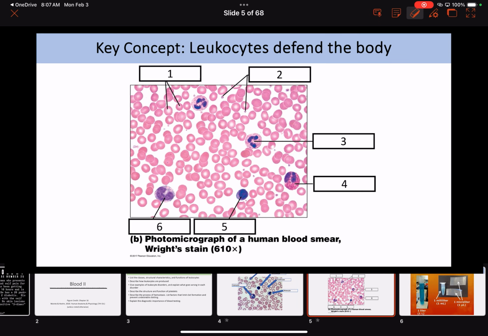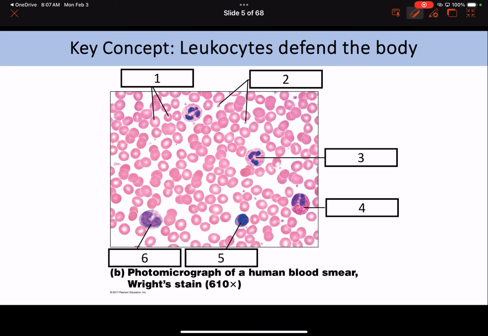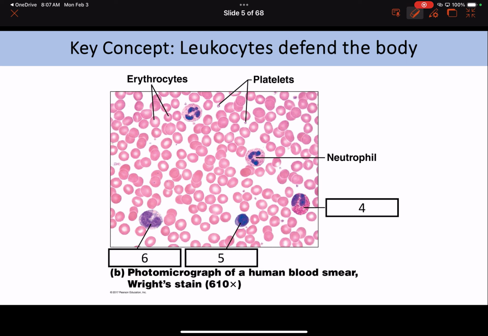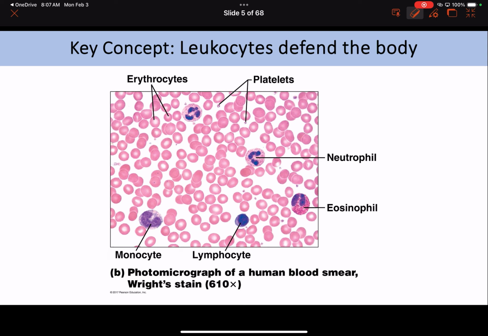Okay, here's another one. What's number 1? Erythrocyte. Number 2, platelets. Number 3, neutrophil. It has 3 pieces of its lobe there, or 3 lobes of its nucleus. Number 4, eosinophil with the red granules. Number 5, that's not a basophil. Still a lymphocyte. It's not nearly as big as that eosinophil. And then number 6, monocyte.